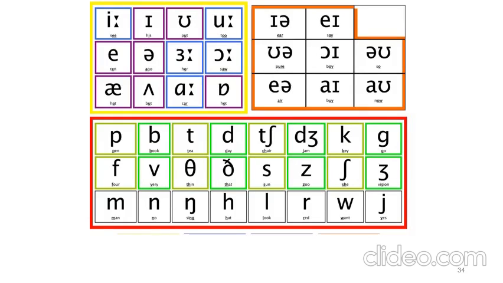Let's start by looking at the consonant phonemes one more time. They are P, B, T, D, Ch, J, K, G, F, V, Th, Z, S, Z, Sh, Z, M, N, O, L, R, W, Y. Let's move to the vowel sounds. 12 simple vowels. The other vowels are I, U, E, A, Oi, I, O, ow.